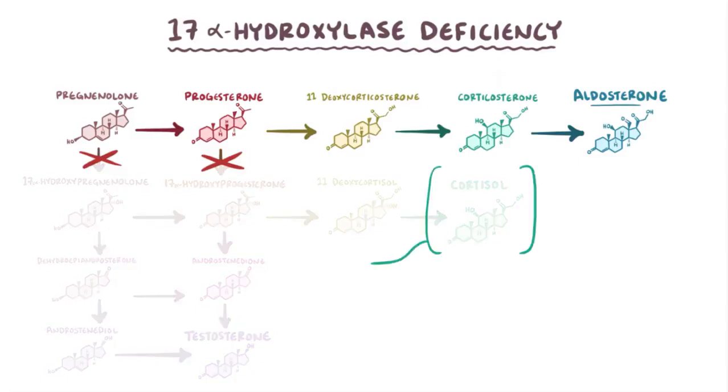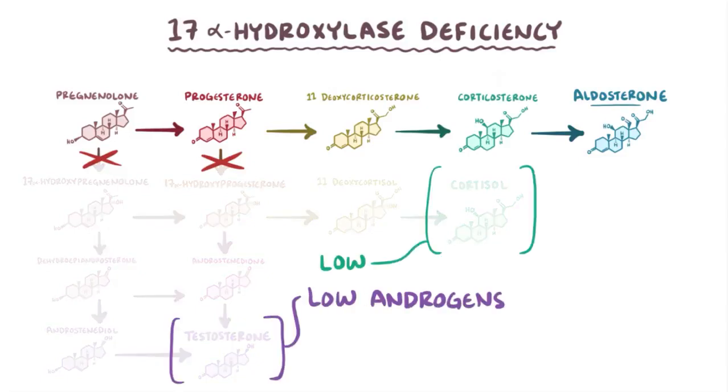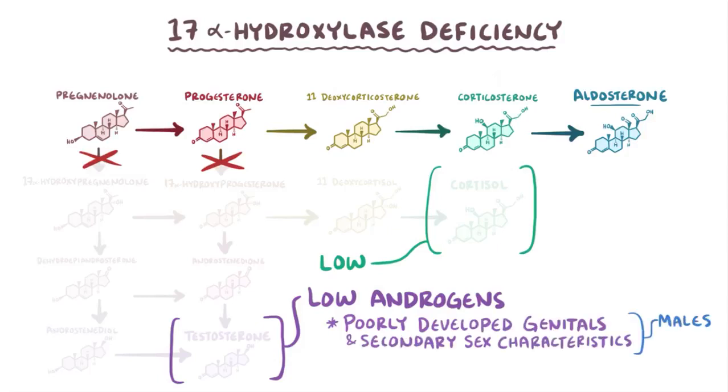So this condition results in decreased cortisol and androgens, which causes poorly developed genitals and secondary sex characteristics in males, and a lack of secondary sex characteristics in females.